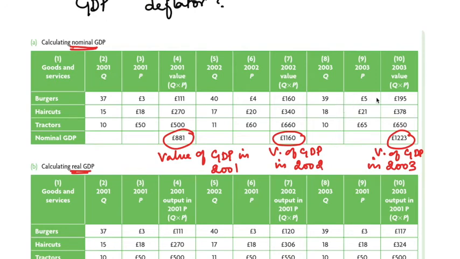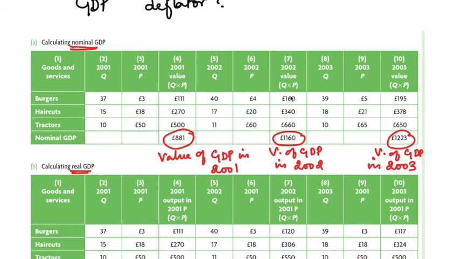The same thing we do for 2003. So this is the value of GDP in 2003. This is basically the nominal GDP, and here we haven't used any base year to eliminate the price effect.